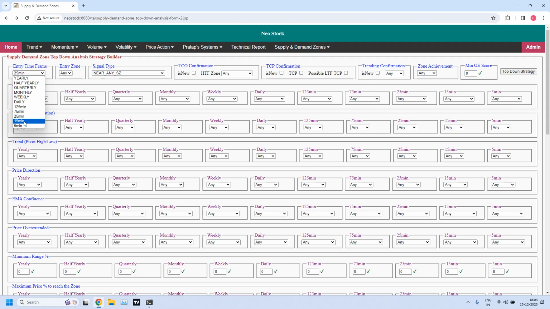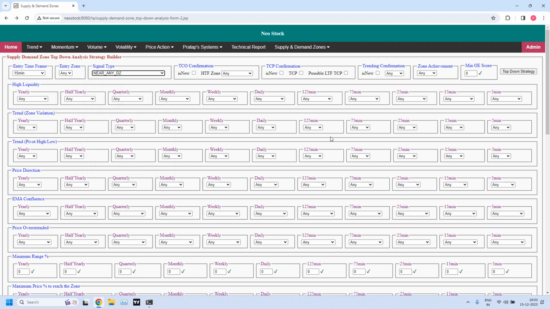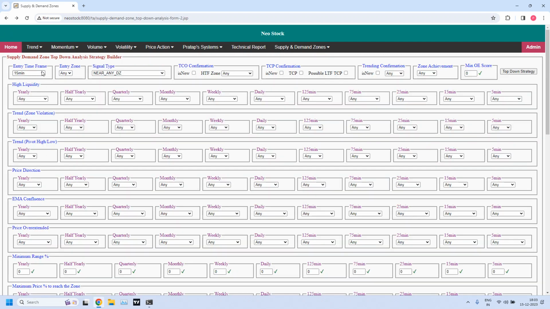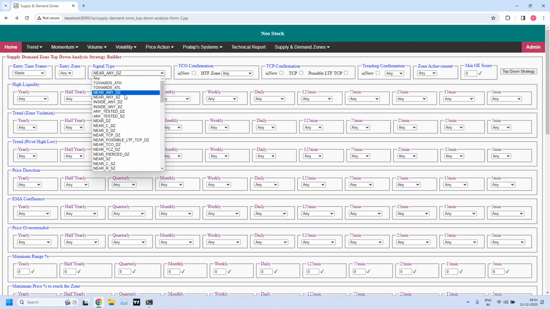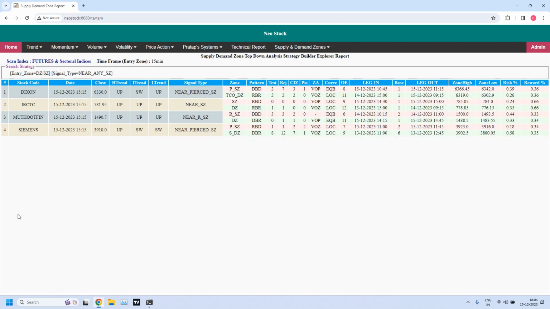We will generate for 15 minutes time frame. Entry time frame is 15 minutes. Let us find the stocks near 15 minutes demand zone. So 5 stocks are filtered. Let's go back. Entry time frame is 15 minutes. Let us find the stocks near 15 minutes supply zone. So 4 stocks are filtered.